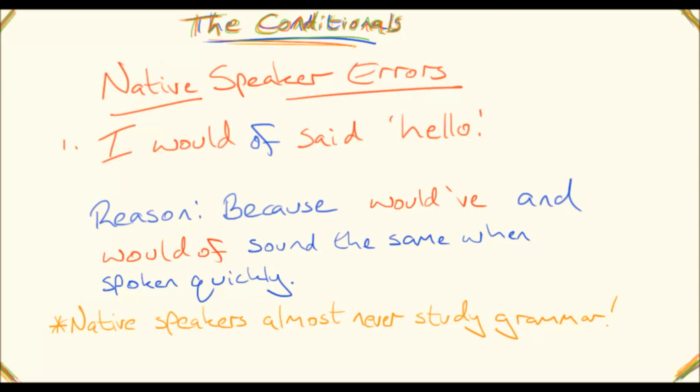Native speakers will often say, "I would of said hello." It sounds crazy to you guys, right? Well, the reason they're making this error is because "would have" and "would of" sound exactly the same when spoken quickly. Would have, would of, would've, would've. And really, this is something you're going to have to get used to here.